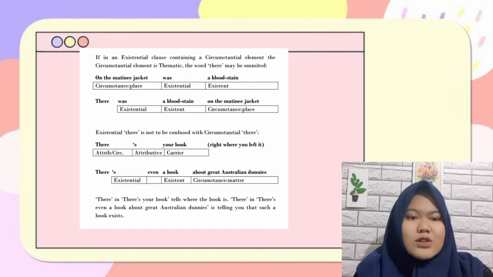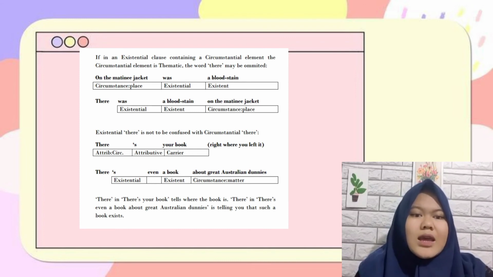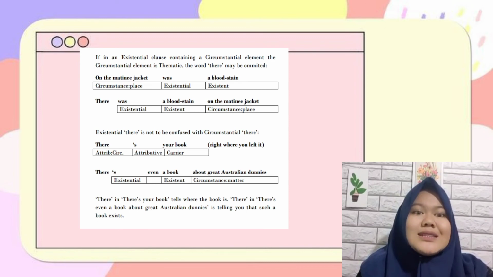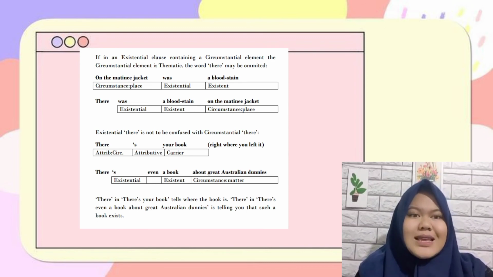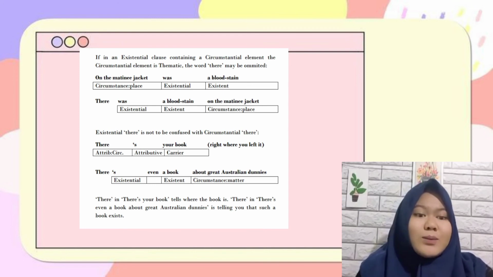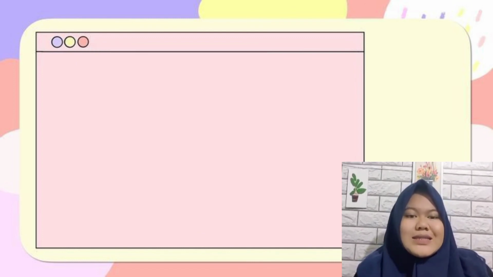Existential there is not to be confused with a circumstantial there. For example, there's your book right where you left it. There is circumstance, your book attribute, and right where you left it circumstance. Example number two, there is even a book about great Australian Janice. There is existential, even a book is existent, and about great Australian Janice, circumstance matter. There's your book tells where the book is, and then there's even a book about great Australian Janice is telling you that such a book exists. Alright, so that is from me about existential. Thank you. Wassalamualaikum warahmatullahi wabarakatuh.